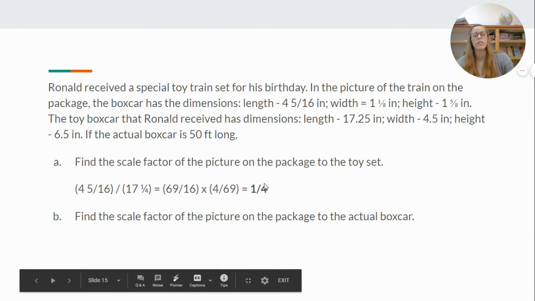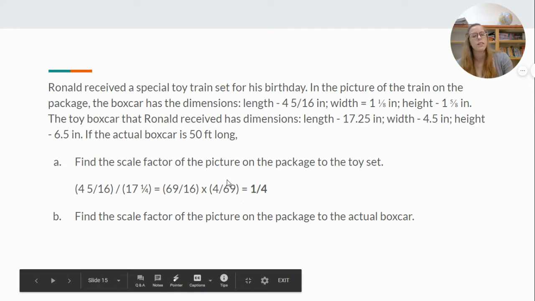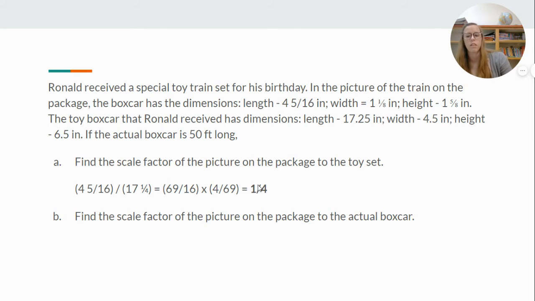So, to find the scale factor of the picture on the package to the toy set, we take the length of the picture divided by the length of the toy boxcar, and this is just written out for easier math, and we get 1/4. So the scale factor of the picture on the package to the toy set is 1/4.